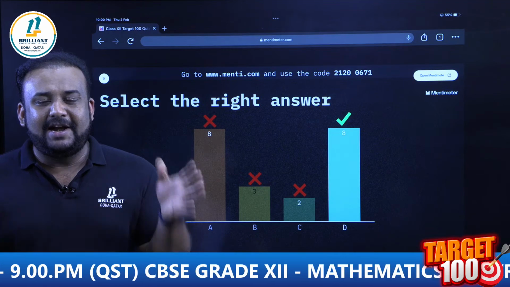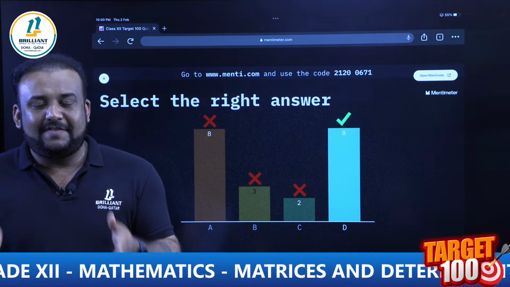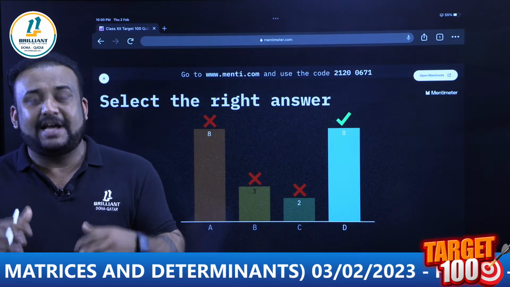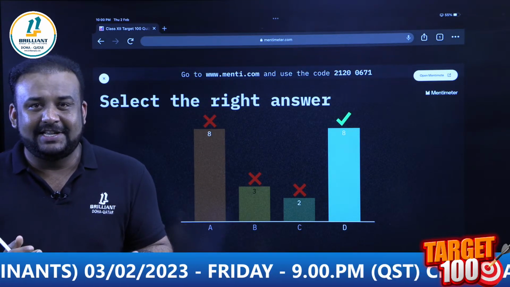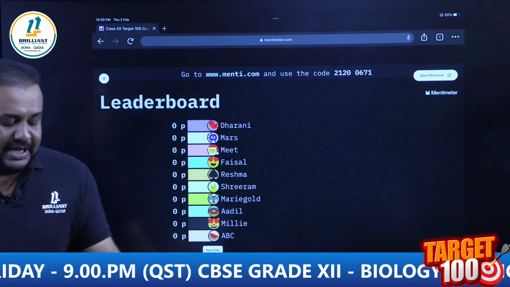So you got the idea of this game, right? You are having 30 seconds. The one who answers the question faster, it's not the one who is answering the correct answer, the one who is answering the question faster is going to get bonus points. So it all makes a difference in your leaderboard score. So let's have a look into the leaderboard.